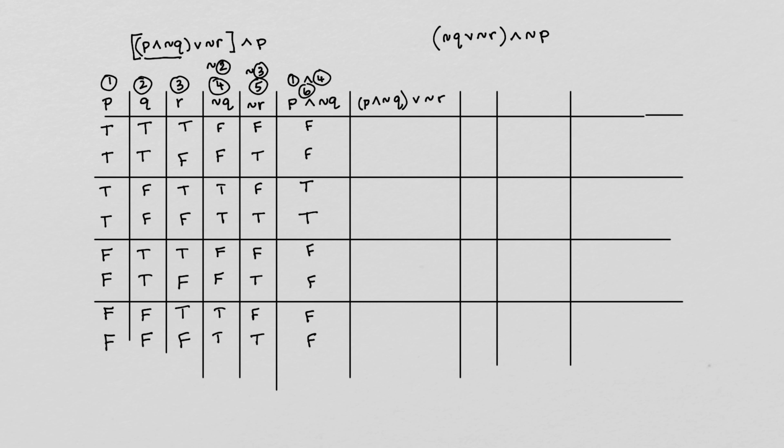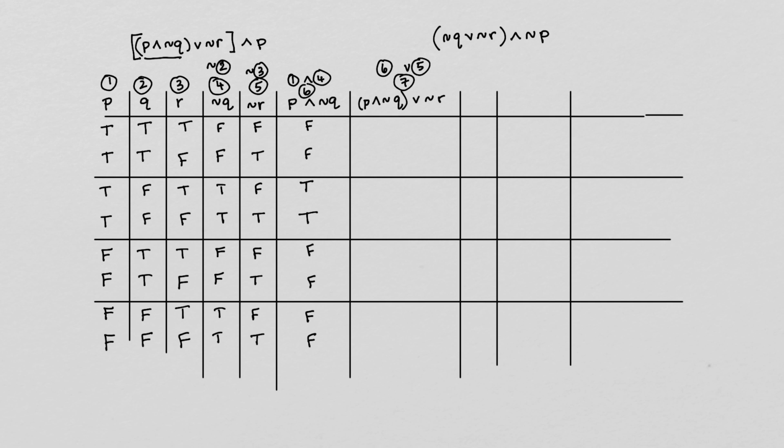So let's see, we have the column we just did, column 6, and then we have negation of R, and that's column 5. And that's making column 7. So, for or, what I do is I look for 2 falses, and that's the only way for that to be false.